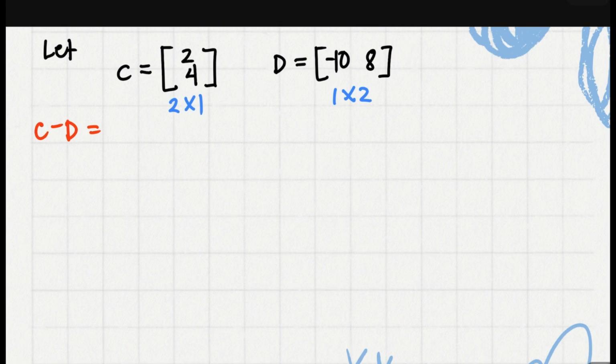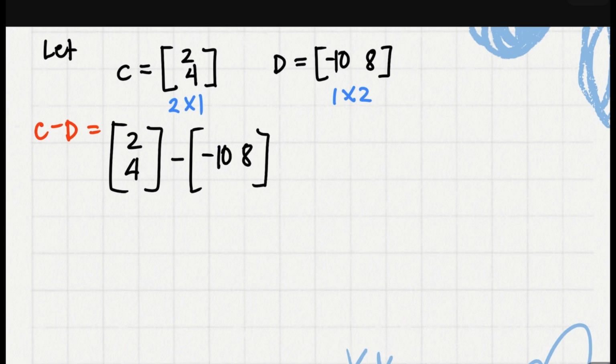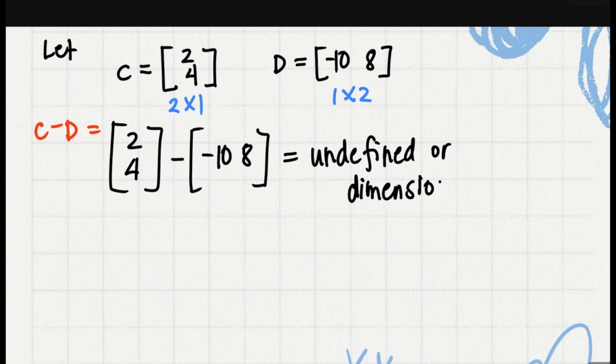So it does not satisfy our first rule on adding and subtracting matrix, no? But if we will proceed to 4 minus negative 10 and 8, our answer will be undefined. Or in more formal way, it should be dimension error. Alright, kuha ba yan? So that's very easy, ano?